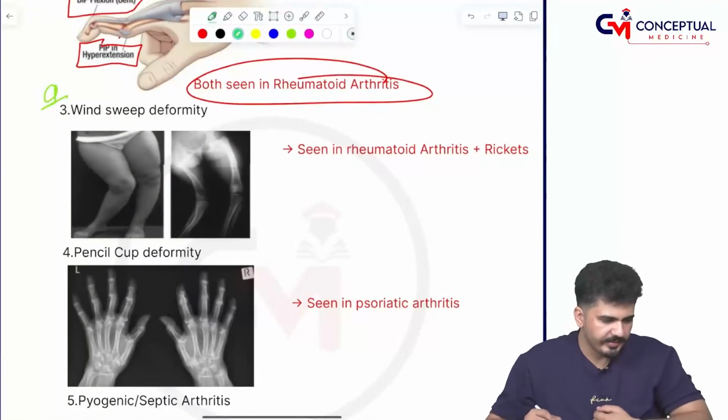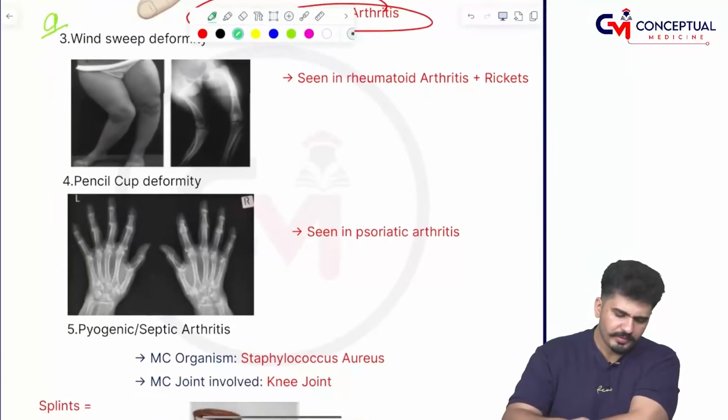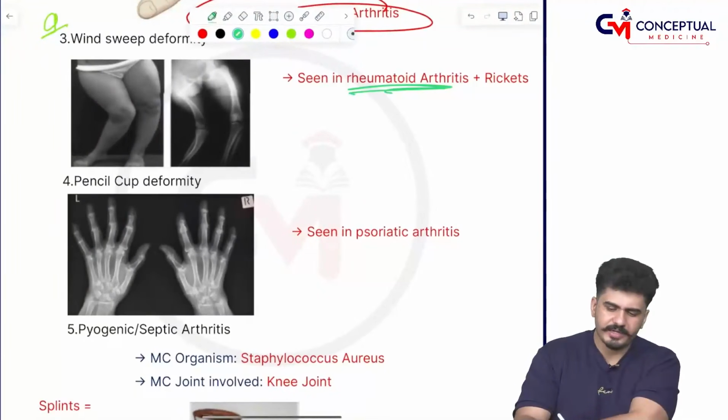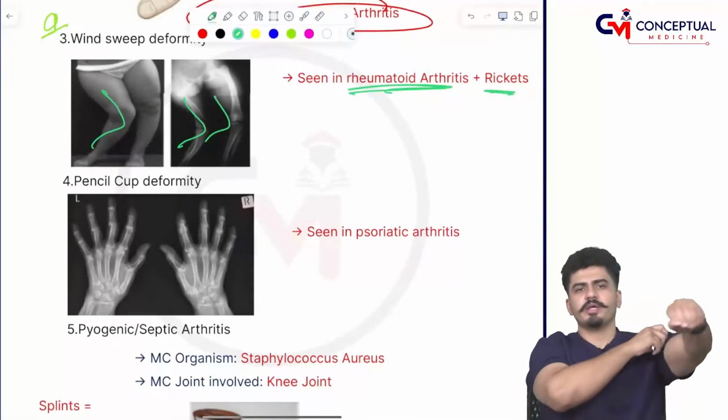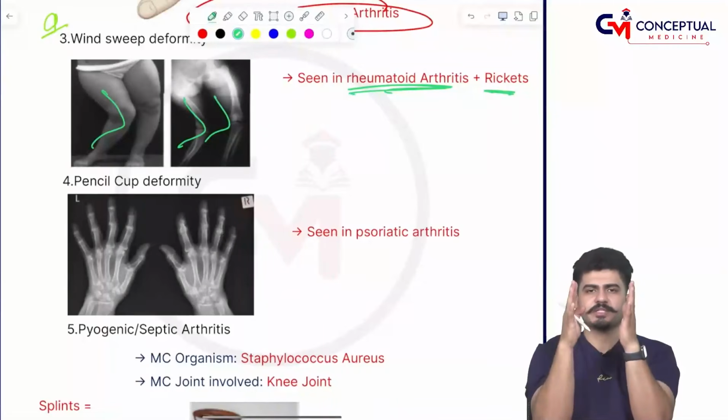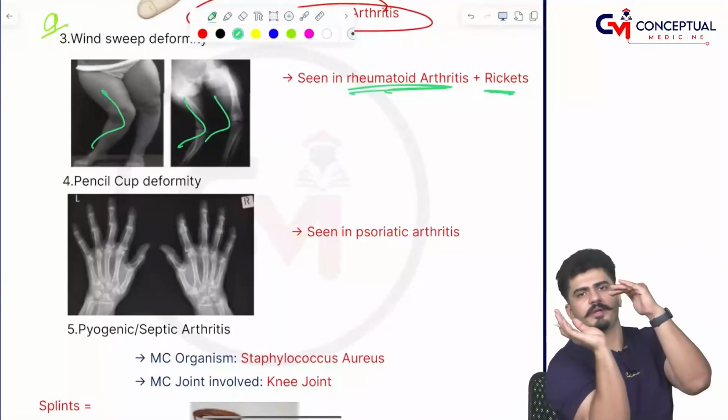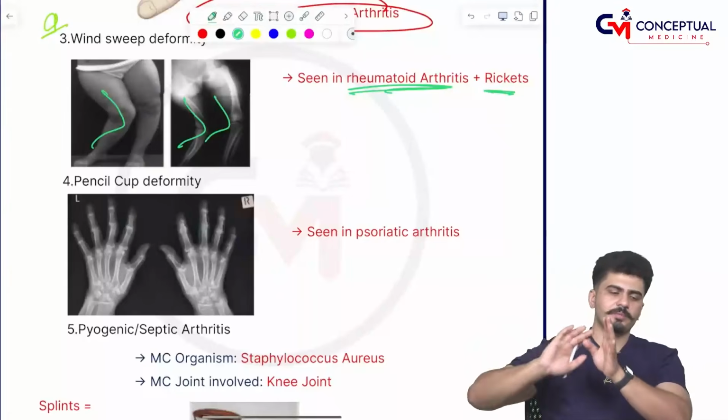My dear ladies and gentlemen, now windswept deformity is seen in rheumatoid arthritis plus rickets. You can very well see, because of the demineralization, the loose bone, the person is not able to stand straight. There will be a deformity like this. This is called windswept deformity.